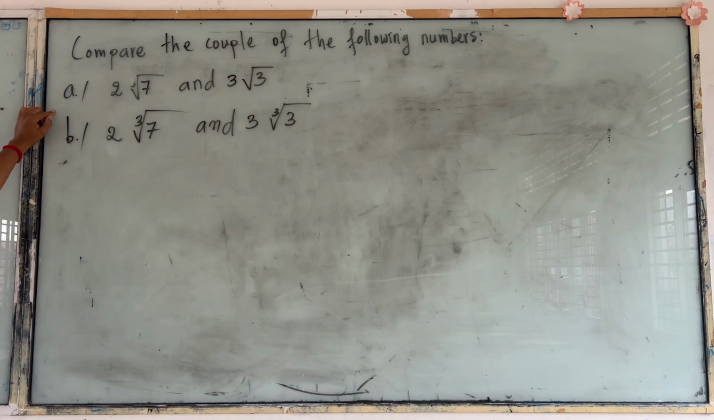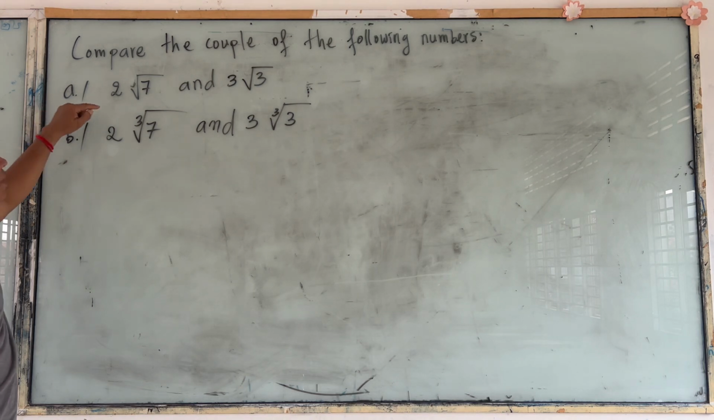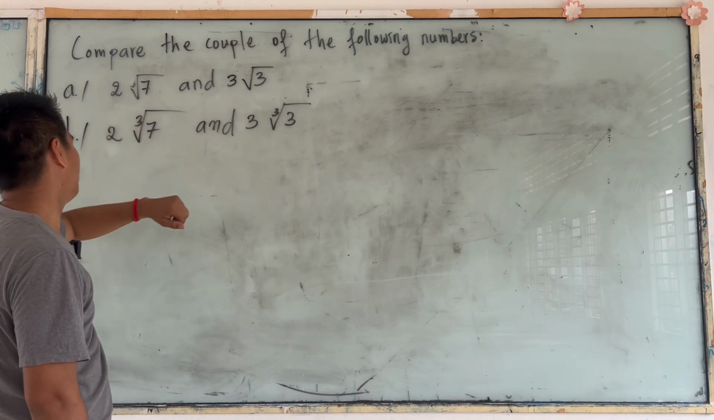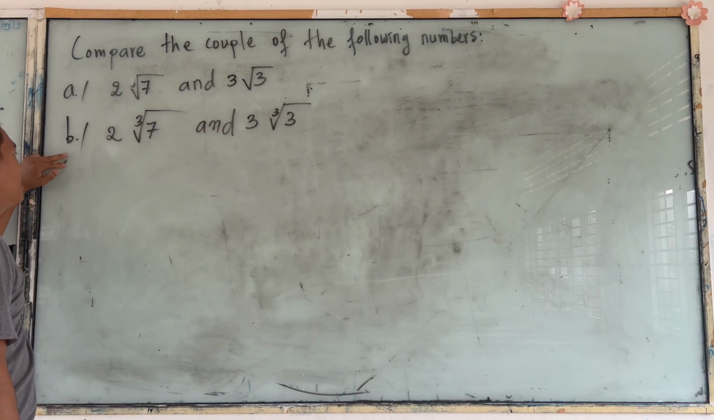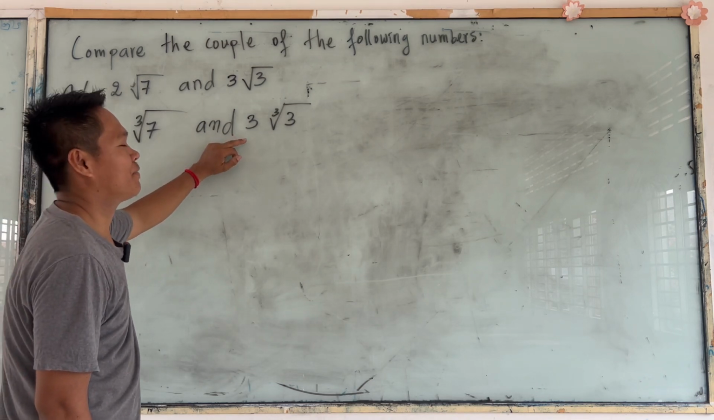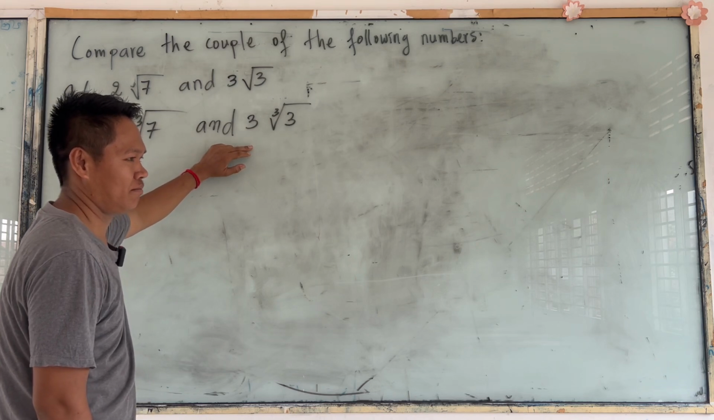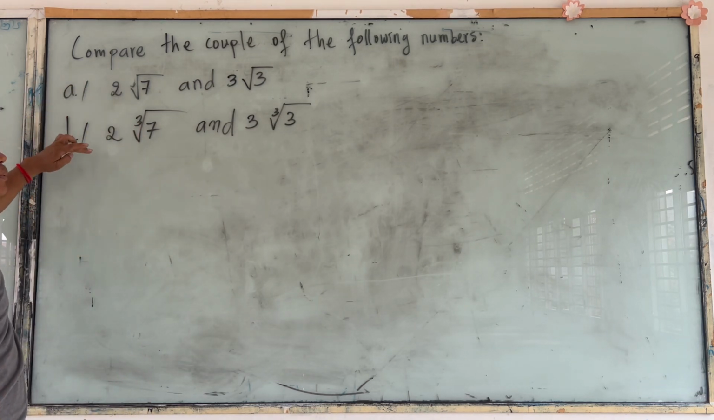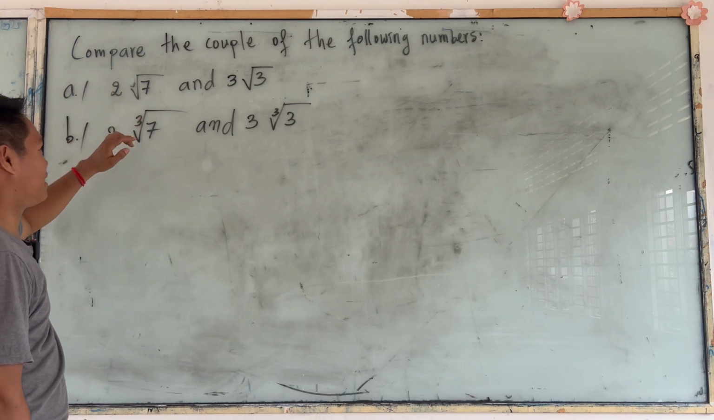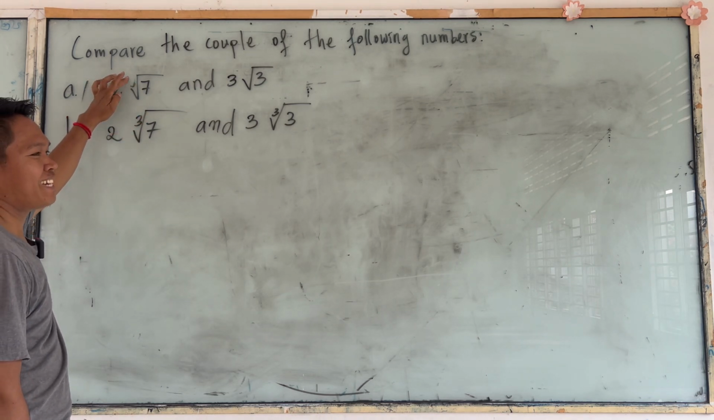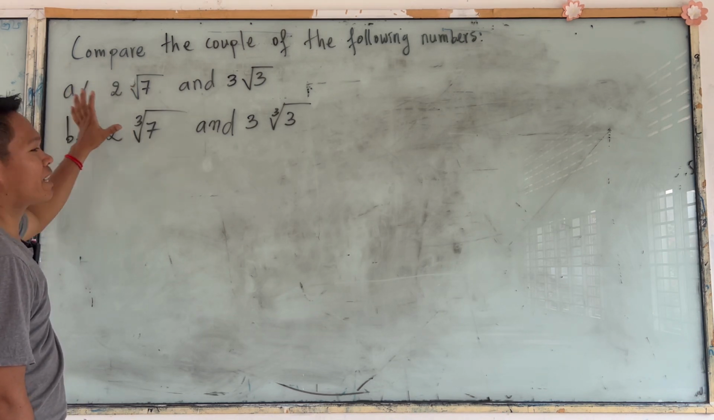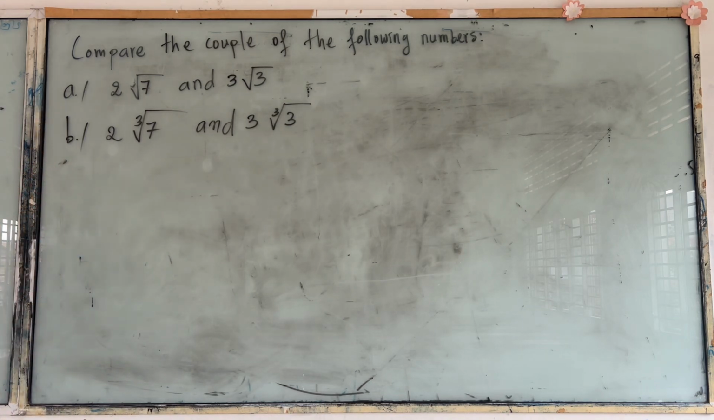A: 2 multiplied by the square root of 7 and 3 multiplied by the square root of 3, and B: 2 multiplied by the cubic root of 7 and 3 multiplied by the cubic root of 3. For these two exercises, I just changed the radicals of the root. This one is the square root and this one the cubic root, and the numbers are the same. Okay, let's see the solution.